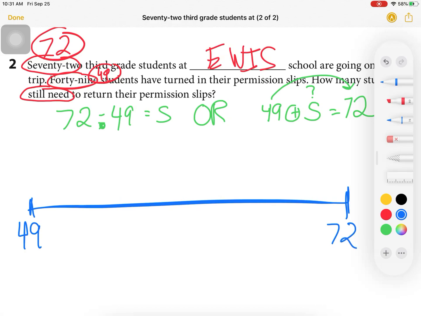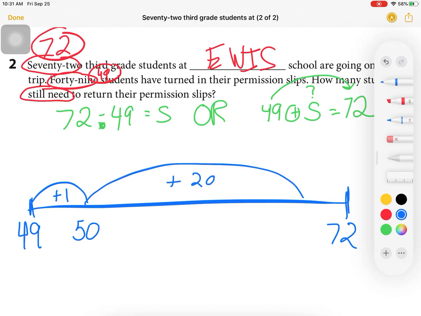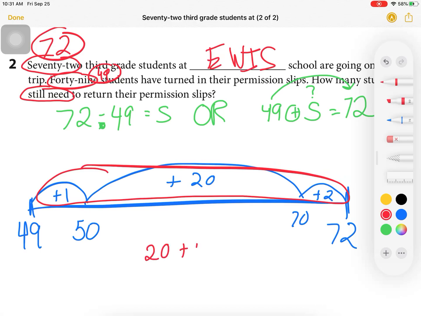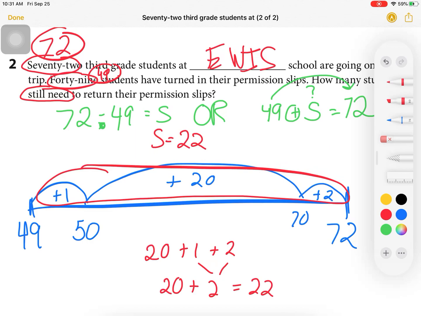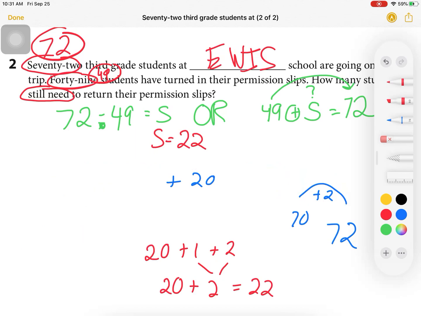So there are a couple of ways I can think about this. Once again, here we are, friendly number. I'm at 49, one more gets me to 50. And I'm just gonna take that big jump of 20 to get to 70 and add that quick 2 more at the end, which gives me a total of, and remember, I'm trying to total up how far this is, and that's gonna give me 20 plus 1 plus 2, and that's gonna be 22. So my answer is 22. S is equal to 22. Okay, so that's my distance way of thinking about it.